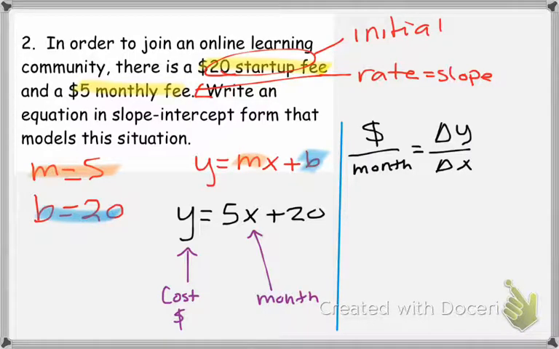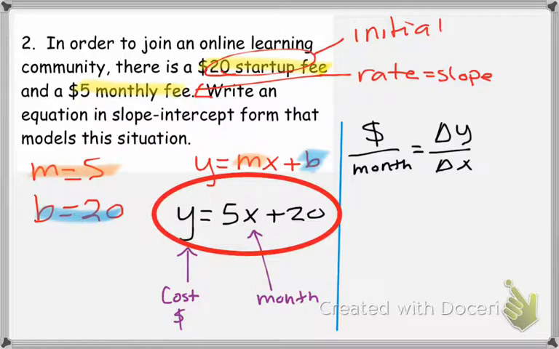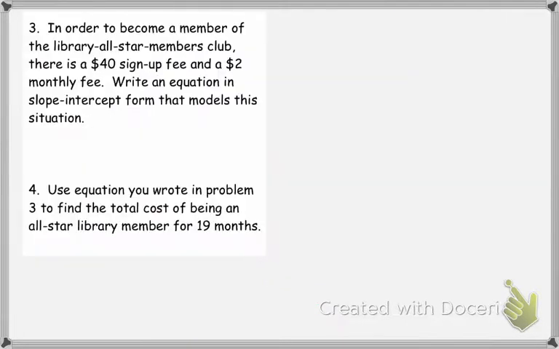Okay, and that is our equation. Number 3 says, in order to become a member of the Library All-Star Members Club, there is a $40 sign-up fee and a $2 monthly fee. Write an equation in slope-intercept form that models this situation.